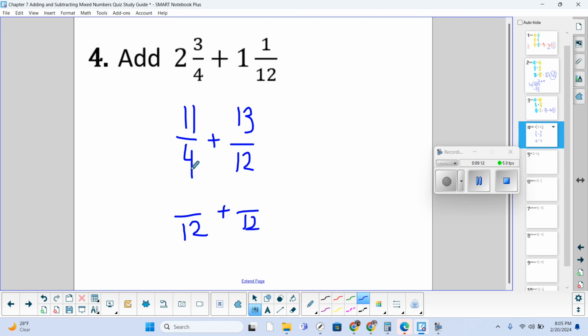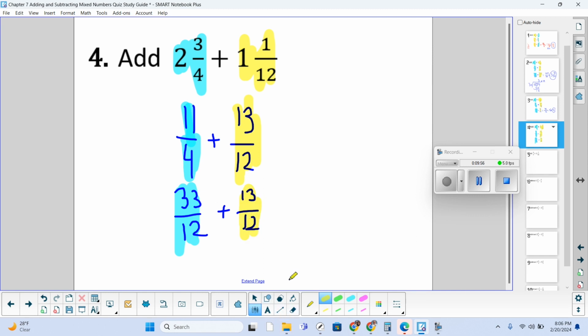So this is something over 12 plus something over 12. All right, what do I multiply 4 by to get to 12? I multiply it by 3. So I'm going to take the numerator, 11 times 3 is 33. What do I multiply 12 by to get to 12? Just 1. So 13 times 1 would be 13/12, which should make sense, since 13/12 would just equal itself. All right. My typical reminder, 2 3/4 is equal to 11 over 4, which is equal to 33 over 12. 1 1/12 is equal to 13/12, which is obviously equal to itself, 13/12.